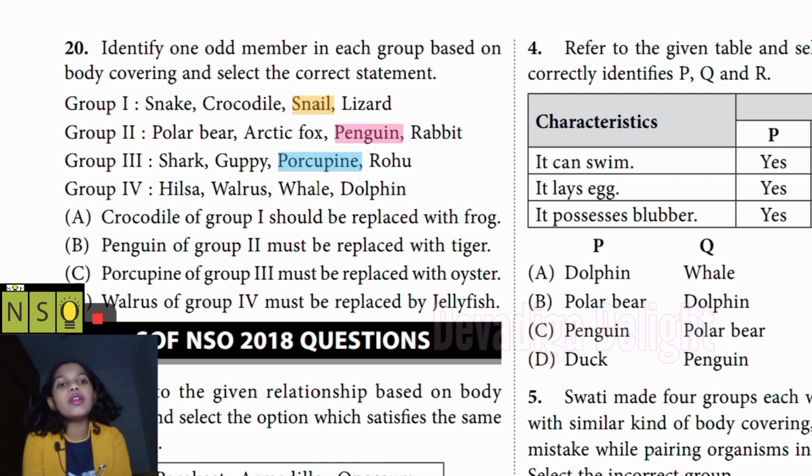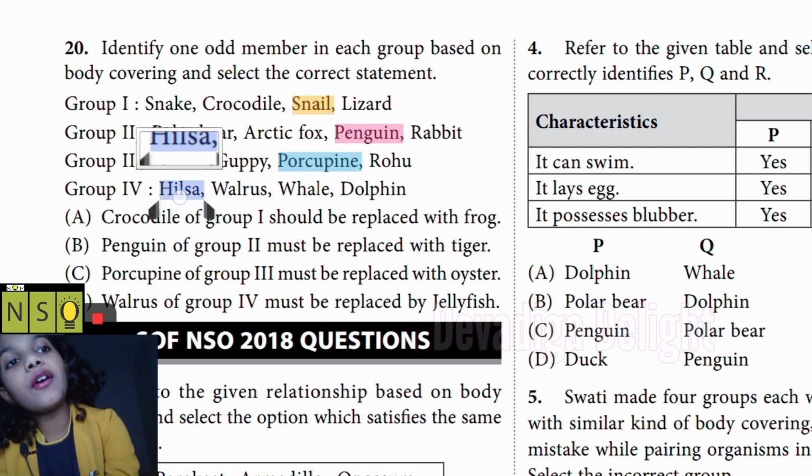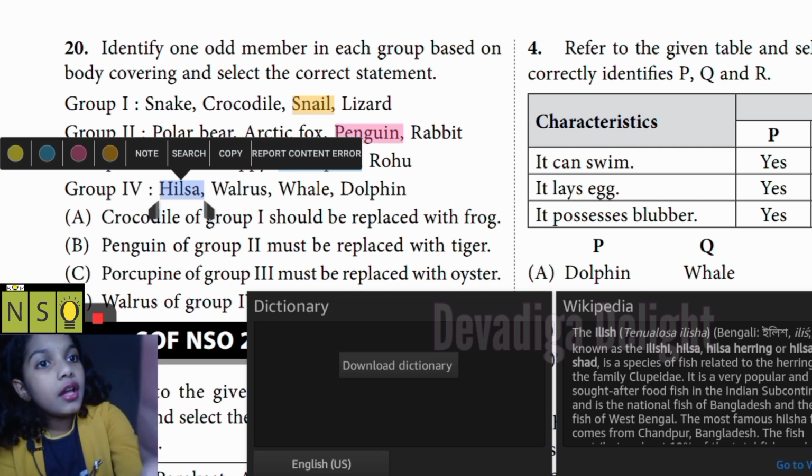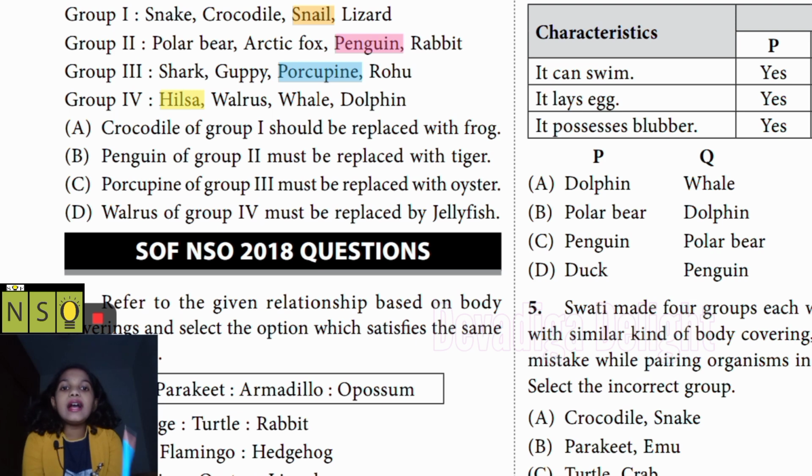Next one is group 4, hilsa, walrus, whale, dolphin. Hilsa has scales, while walrus, dolphin and whale do not have scales but have a smooth skin in front, just like us. Like here we have the skin. So just like in a mammal, it has skin. So that makes hilsa the odd one out here. So yes, let's highlight. So here let's see the answers one by one.